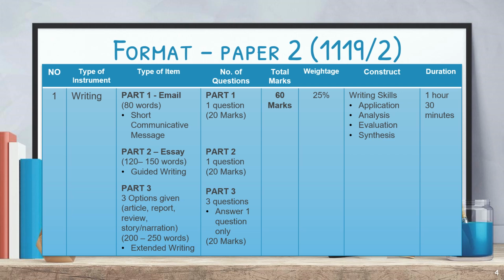On the other hand, for part 3, there are 3 options given out of 4 types of essays: article, report, review, or a story or narration. The length is between 200 to 250 words. This is extended writing. There are 3 questions which will be given, and you only have to choose one and answer the question. It also carries 20 marks.